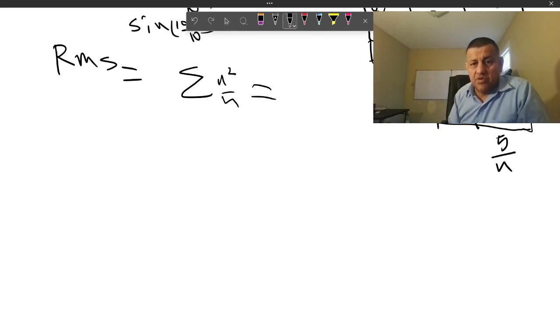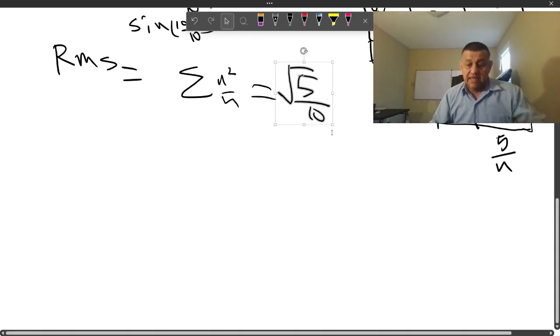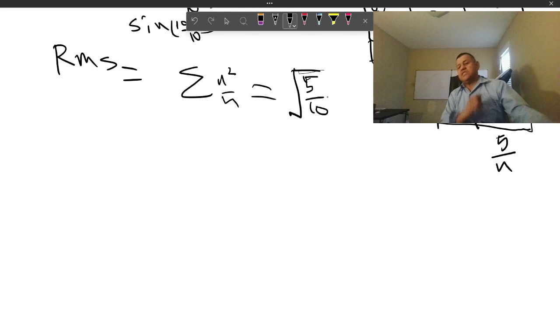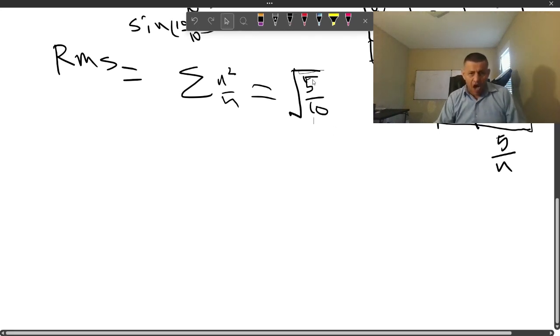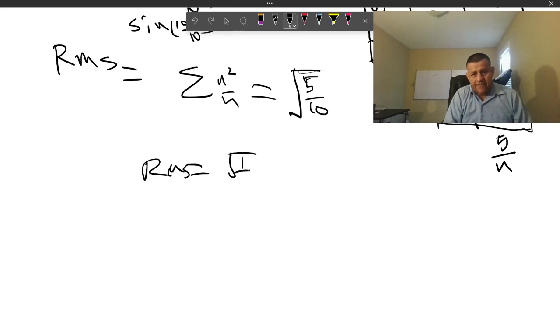It's going to be equal to 5 over 10, right? So take the square root of the whole thing. Let me just do this again because I don't want to confuse anybody. This right here is 5 over 10. When you take the square root of that, you're taking the square root of both, so technically you're taking the square root of 1/2. So basically, you're saying that RMS is equal to the square root of 1/2 in this case.